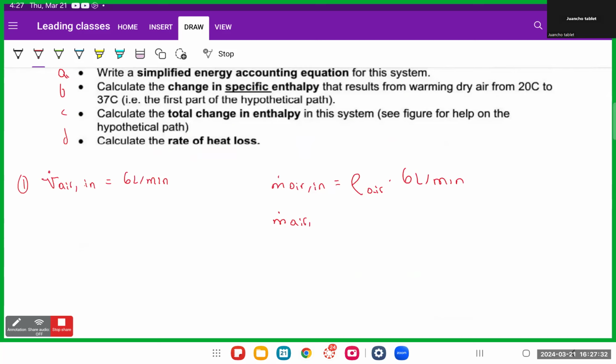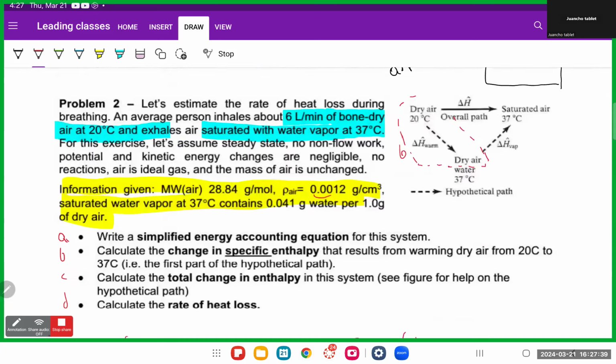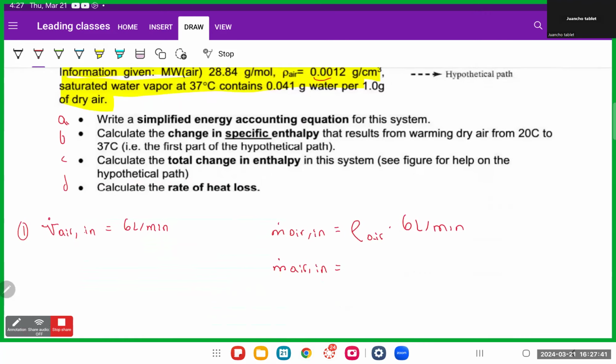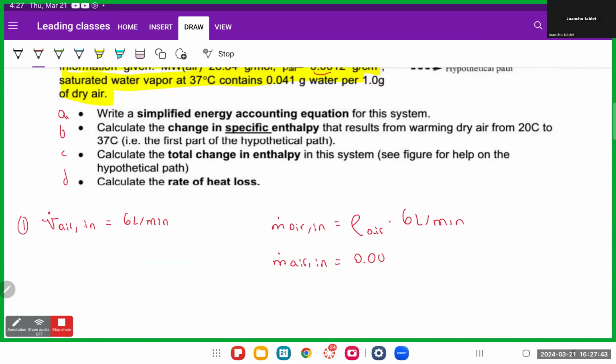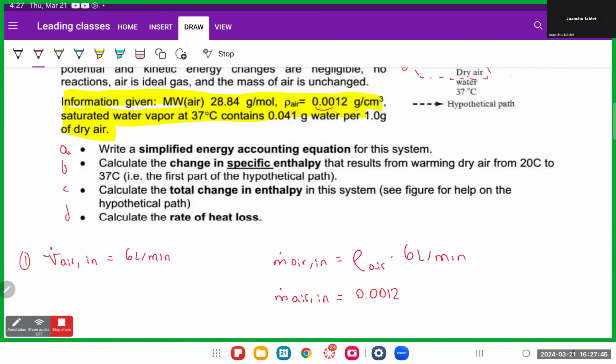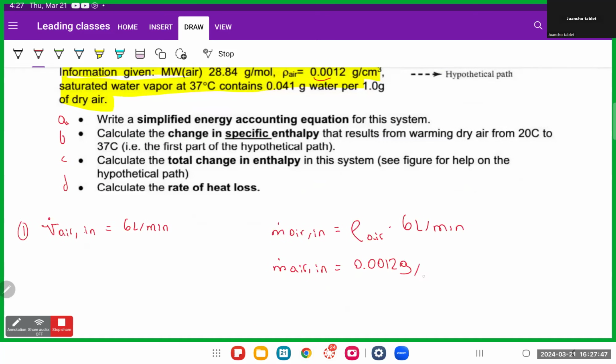So that's the reason I'm calculating the mass right here. If we do this, we're going to get 0.002 grams per centimeter cubed, and centimeter cubed is the same as a milliliter. So we can just say milliliter.